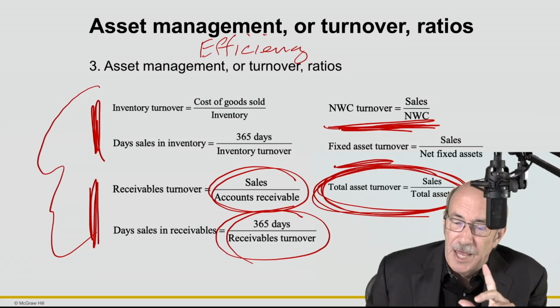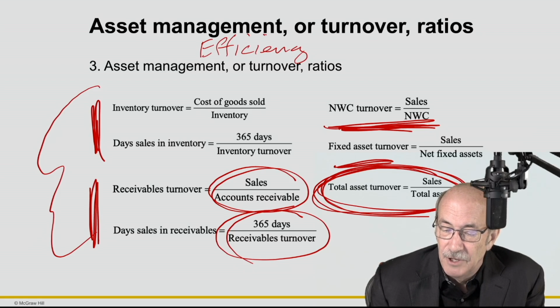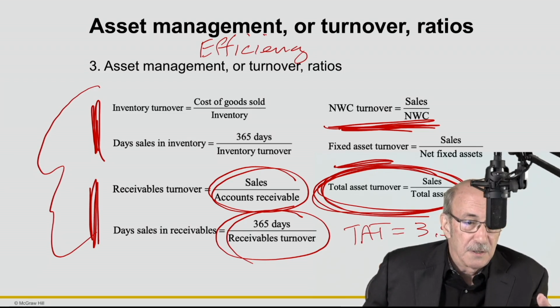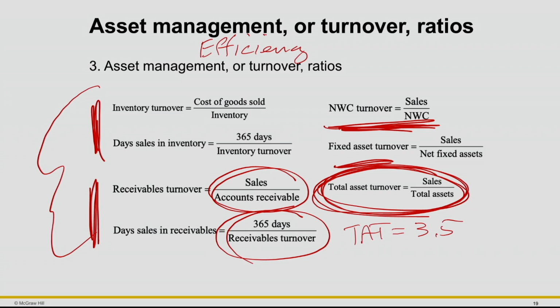And again, remember that little trick. So let's say that we have a total asset turnover equal to 3.5. Remember that implicit 1 down here. So we can read that to say that for every dollar worth of assets in a given year, we're generating $3.50 worth of sales. And again, is that good, bad, or indifferent?